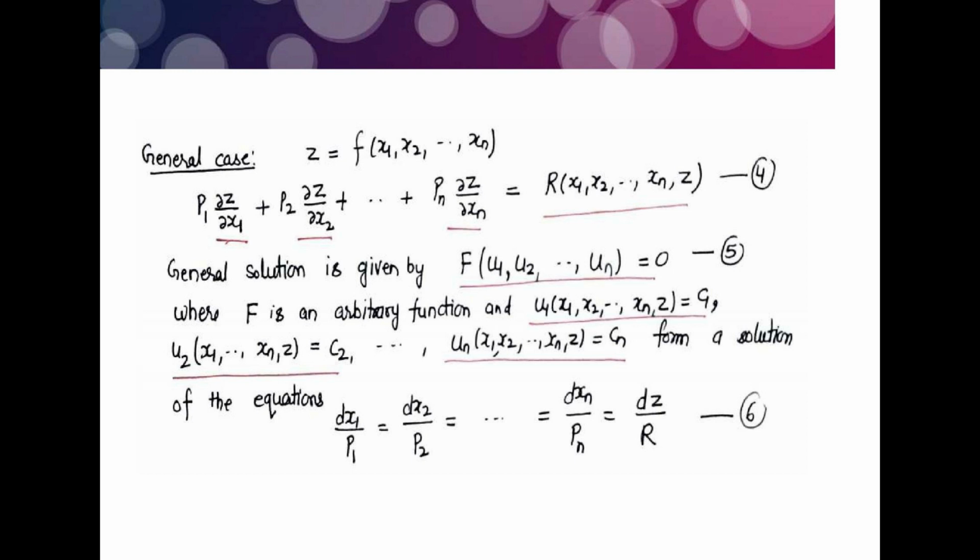That is dx1 upon P1, and so on up to dxn upon Pn, equal to dz upon R. There are n independent variables, so we are finding n functions. In the previous part, we had 2 independent variables, so we found 2 functions. One is u and the second one is v.